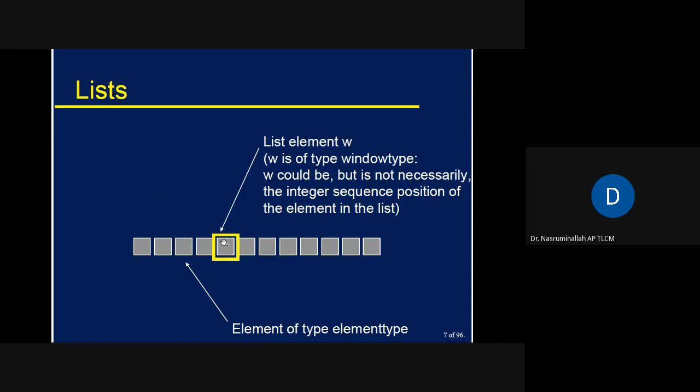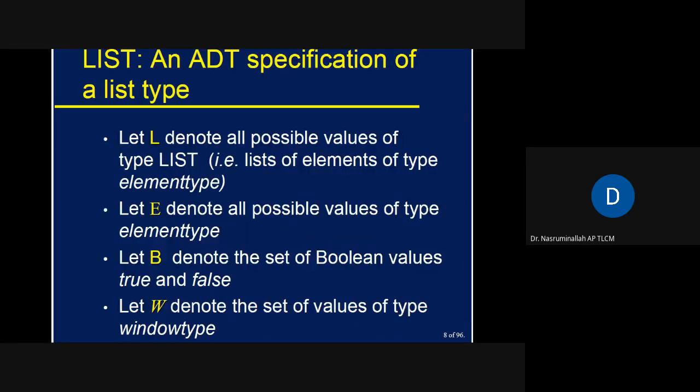However, we should also know that each of these elements will have a specific type. That type will be represented as element type. Element type is the symbol we are using to represent the type of each element, and the focus on some specific element will be represented in the form of a window. We will write W as a window symbol representing the focus on some specific element. So this is the list implementation.